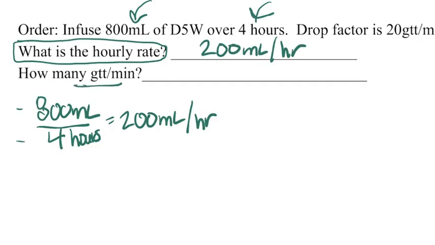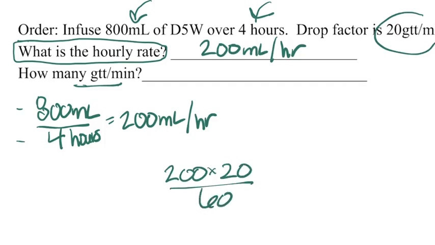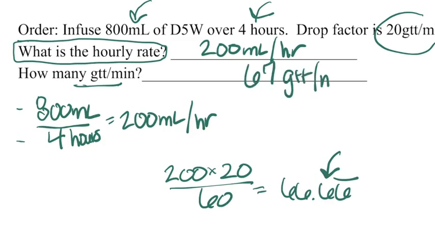How many drops per minute? I need my drop factor. So I have 200 times my drop factor of 20, and I'm going to multiply that by 60. I'm going to go to my calculator. 200 times 20 equals this, and I'm going to divide it by 60, and it equals 66.66 repeating. I'm going to look at this number right here, and I'm going to round that to 67 drops per minute.